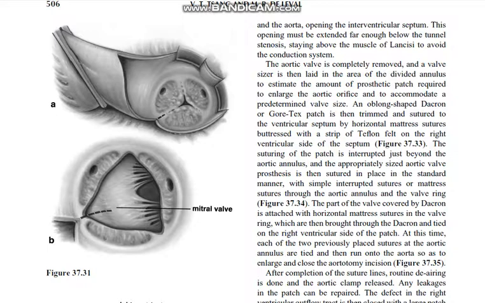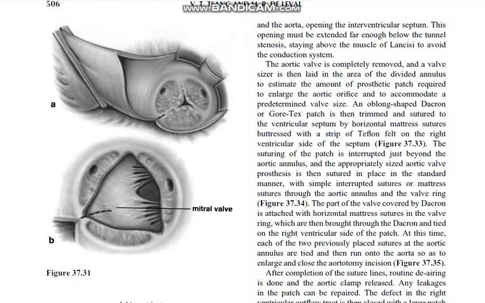conduction system. The aortic valve is completely removed, and the valve sizer is then laid in the area of the divided annulus to estimate the amount of prosthetic patch required to enlarge the aortic orifice and to accommodate a predetermined valve size. An oblong shaped Dacron or Gore-Tex patch is then trimmed and sutured to the ventricular septum by horizontal mattress sutures buttressed with a strip of Teflon felt on the right ventricular side of the septum.